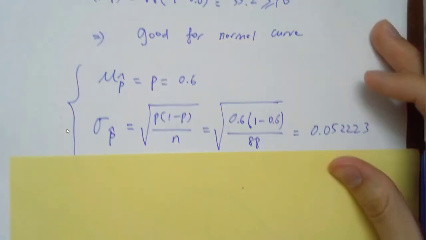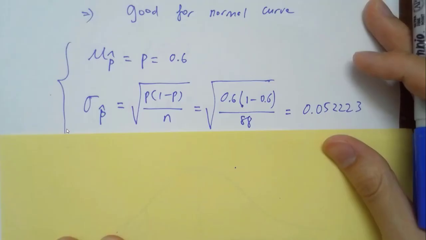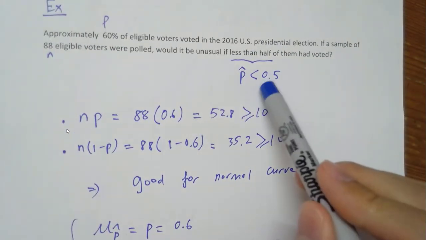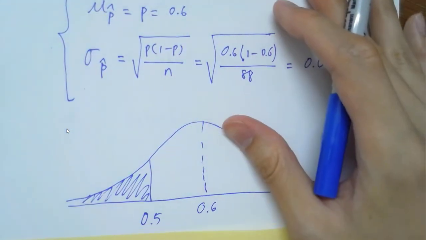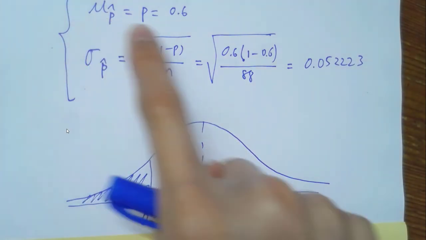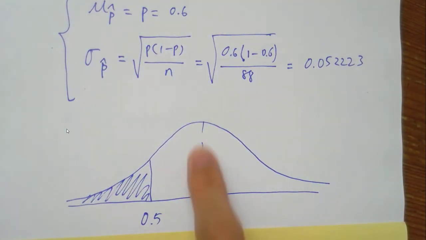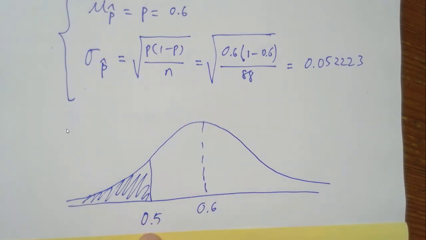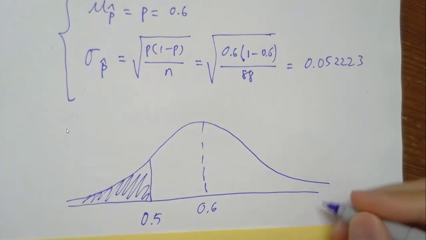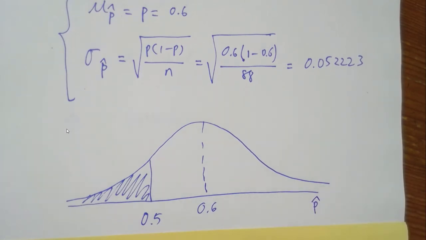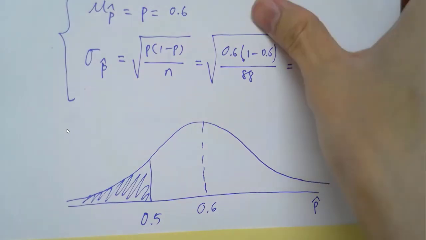And now the question: would it be unusual if less than half of them, the sample proportion, is less than 0.5? So we know that the mean is at 0.6 at the center. We are looking for less than 0.5. 0.5 is before 0.6, and it's less than that, so all the way to the left side. This is the p-hat scale, the sample proportion scale, not the z-score scale.